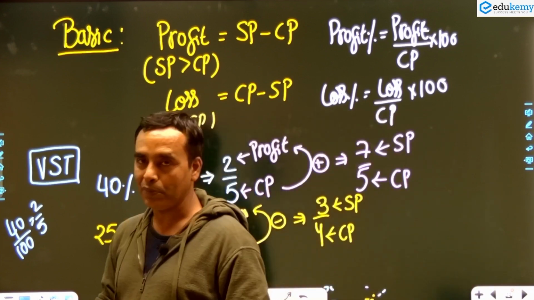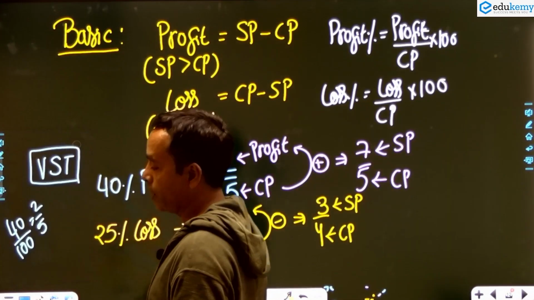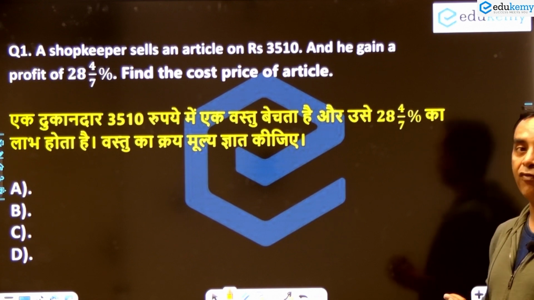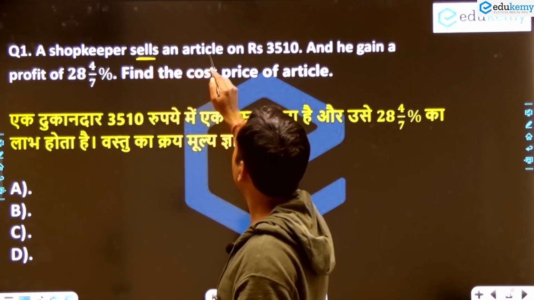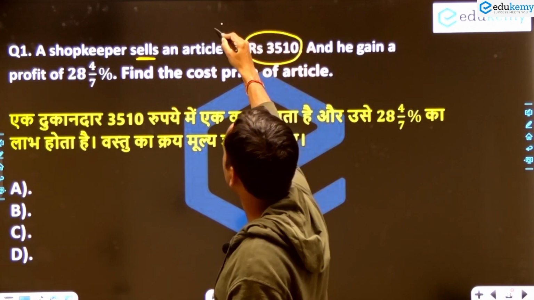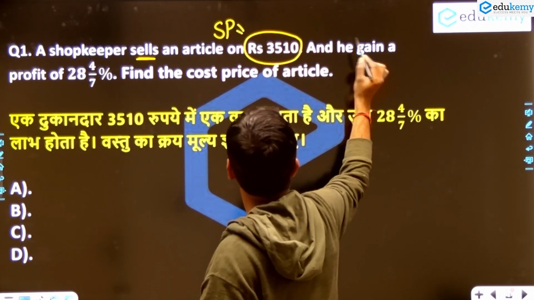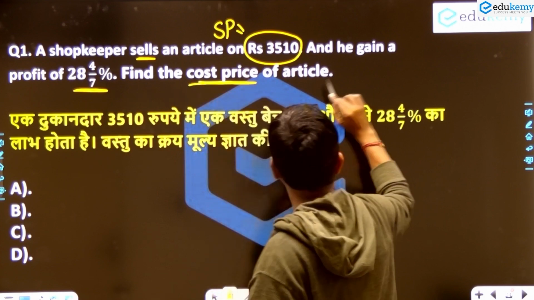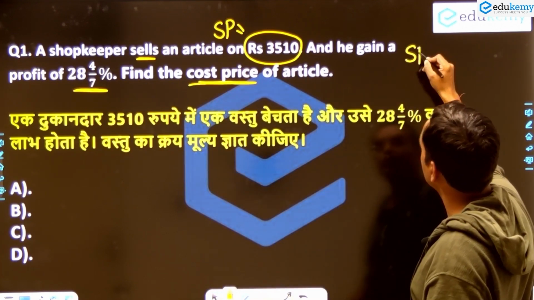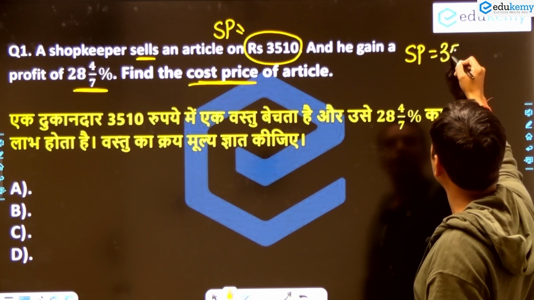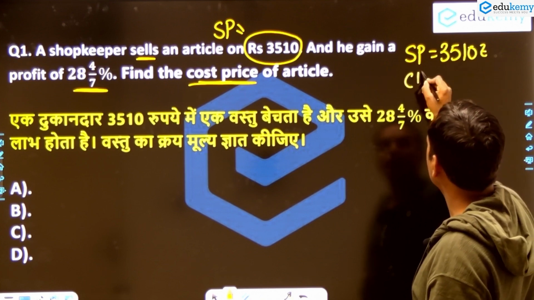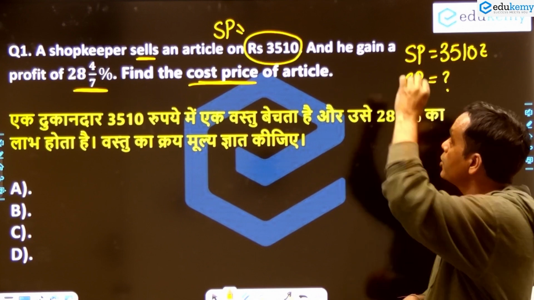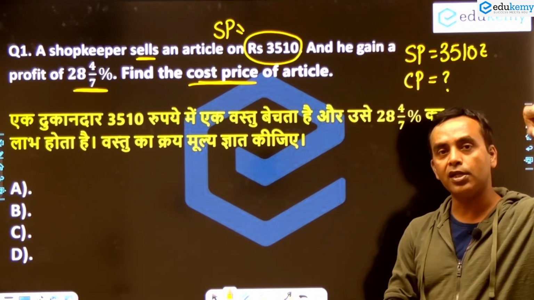ठीक है, चलिए I am taking some basic question of profit and loss and you will give me the answer. A shopkeeper sells an article at 3510 rupees. Sells an article. It means what is this? This is your SP, selling price, and he gains profit percentage. Find the cost price. So can you say SP is given in this question as 3510 rupees and you have to find out the CP. So convert your fraction into SP and CP and you got the answer in very fast manner.